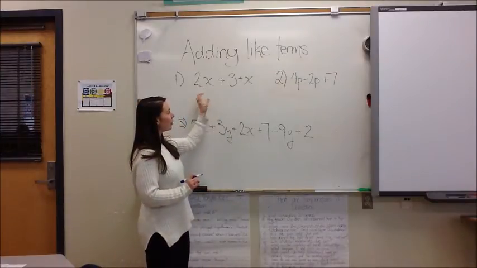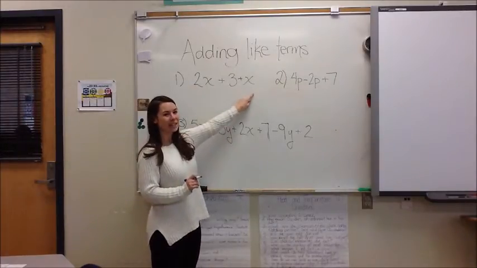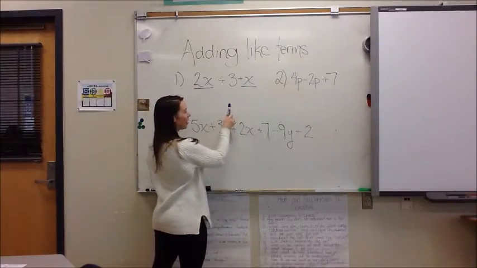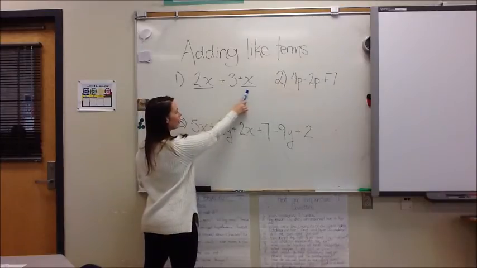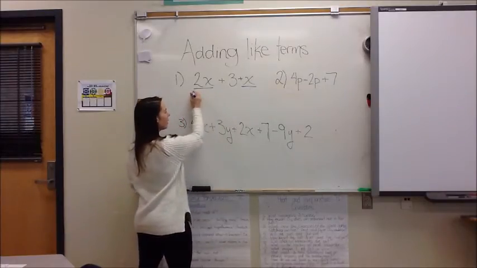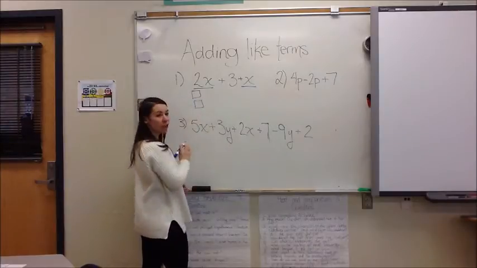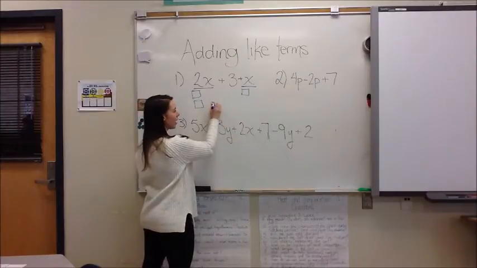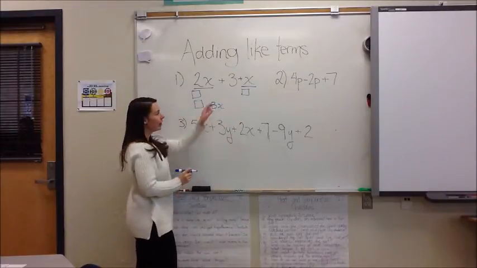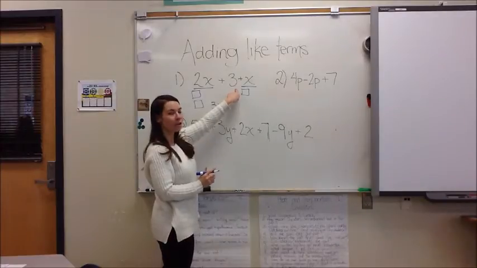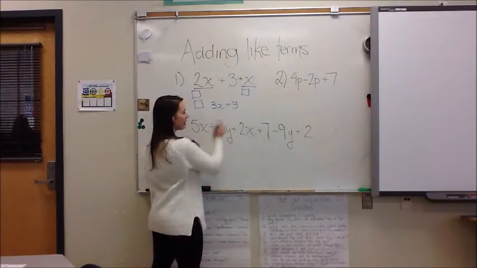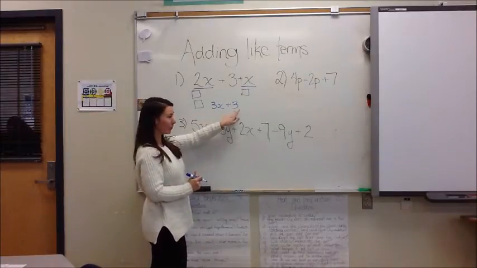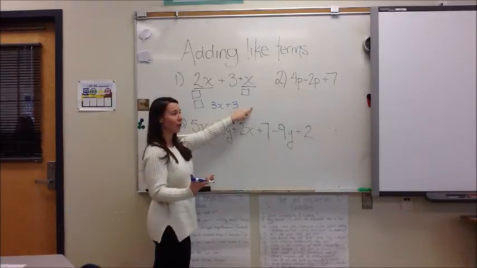Okay, so when we look at this, we're looking to see which terms have the exact same variable. So if we look here, this is 2x. And here we also have an x. So we can add these x's together. So 2x plus x. If we make our tiles, this is 2x. This is 1x. If we go 2x plus 1x, that actually gives us 3 x's. Here, we have plus 3. There's no variable here, so we can just add it like that. So it would equal 3x plus 3. It doesn't have an equal sign, so we're not going to solve our equation.